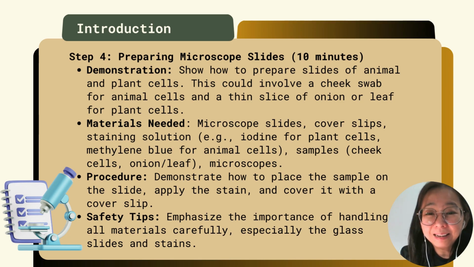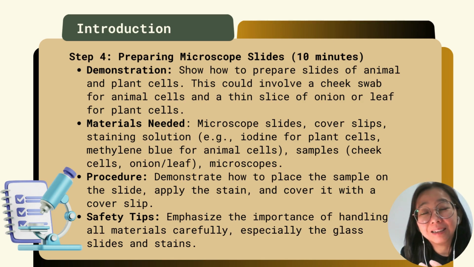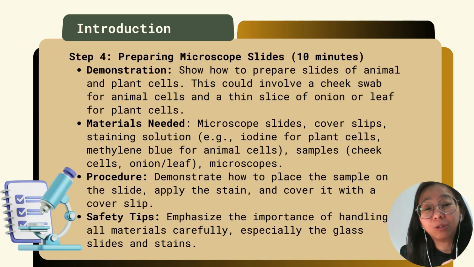Hi, my name is Elaine, and I'm here to share what entails after step 3. In step 4, we'll be showing the students how to prepare the microscope slides for the experiment. We will actually demonstrate how to prepare the slides of animal and plant cells. This could involve a cheek swab for animal cells, that's the easiest, and then a thin slice of onion or leaf for plant cells. We will share with the students what the materials needed are.